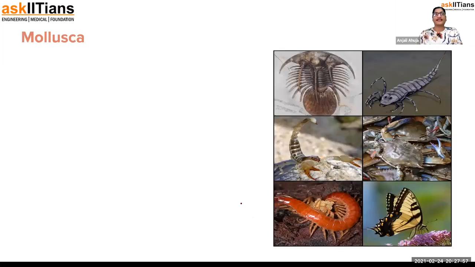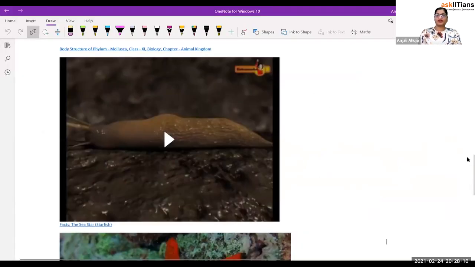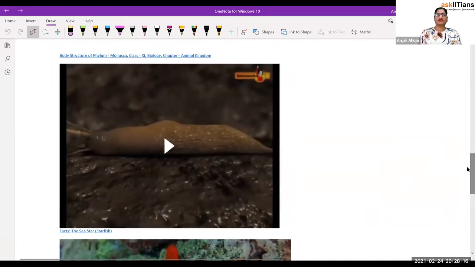I have not added any images on this because I suppose you have seen that. Did I add a video on arthropoda? I suppose I have not, because I have added mollusk and echinodermata. Totally fine. Arthropoda is easy to remember. You will easily learn it.